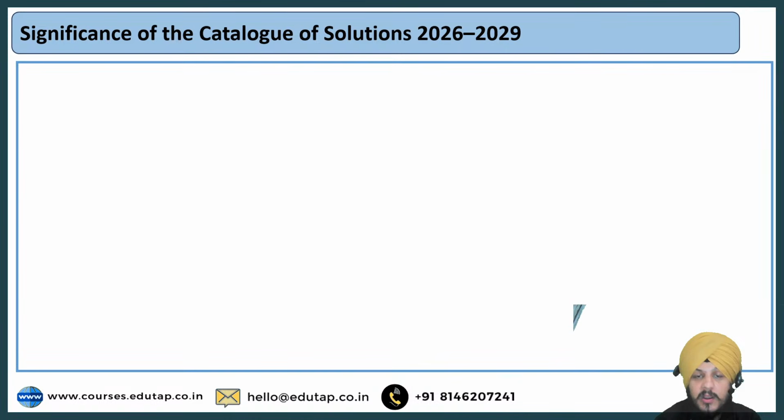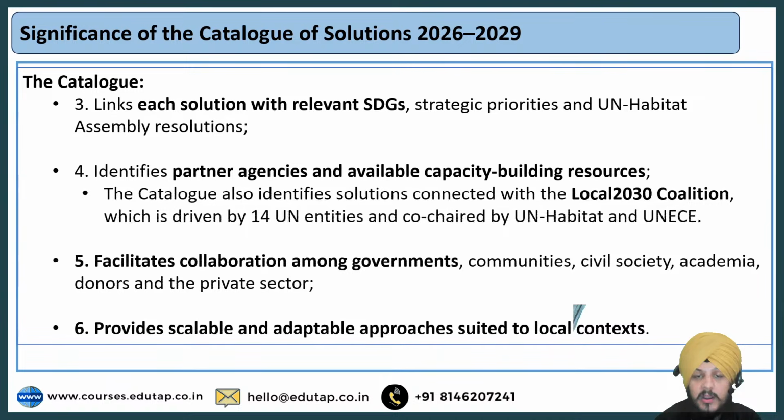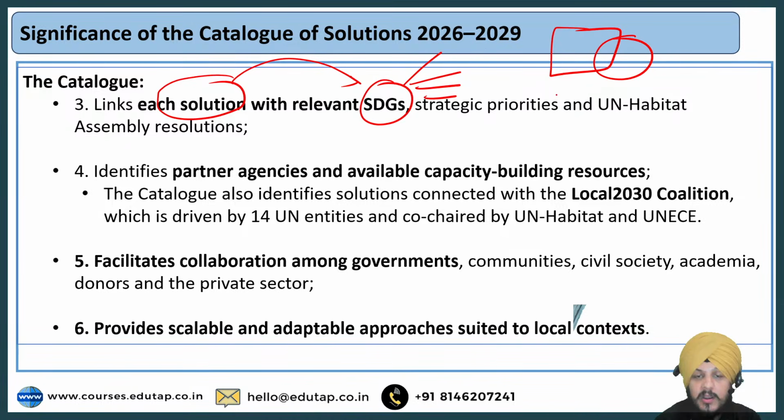Now the third point is regarding linking each solution with relevant SDGs. So you know about SDGs, right? Sustainable Development Goals. Whatever solutions are provided in this catalog of solutions, basically these solutions are linked to Sustainable Development Goals, so that we are able to do everything in an integrated manner. This strategy is not something that is mentioned in an isolated way. It is an integrated approach, and it is integrated with Sustainable Development Goals too, right?